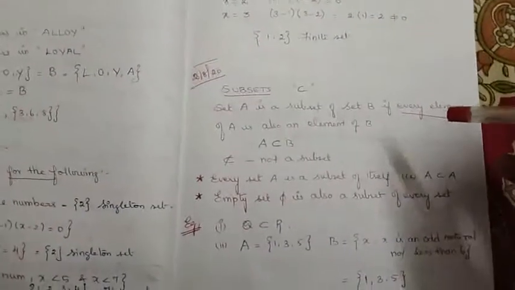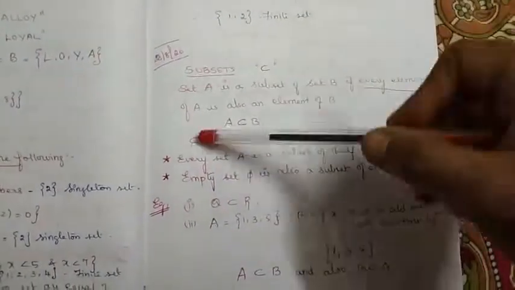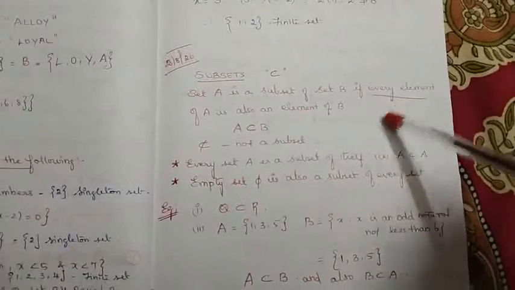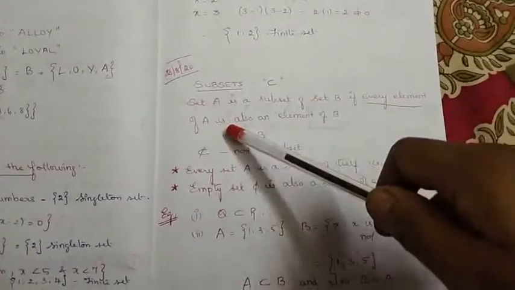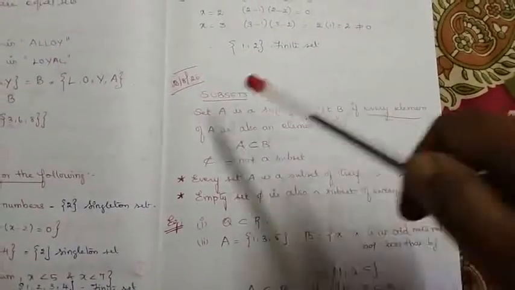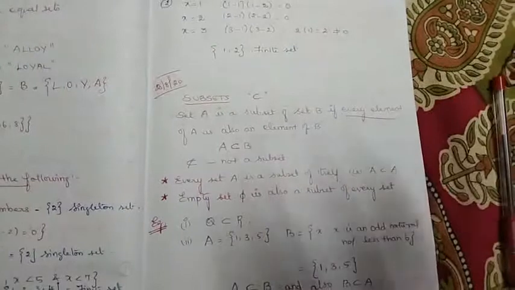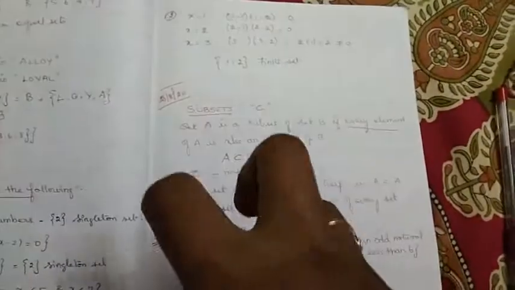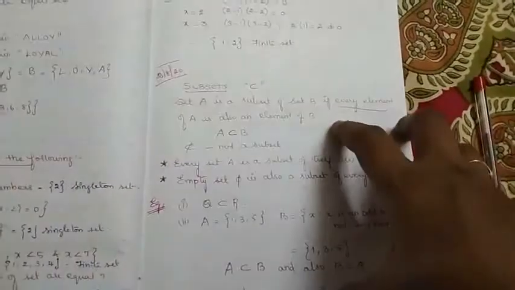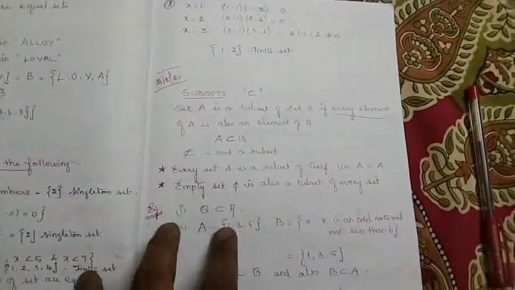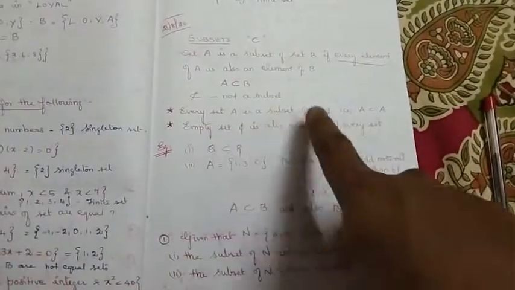Then we have seen another important concept of sets, which is called subsets. We will denote it by this symbol. A set A is a subset of another set B if every element of A is also an element of B. For example, if we have a bigger set and we pick up some elements from that set, those picked up elements are called a subset of that original set. That original set is called the superset, and the elements picked from that set are called a subset. And not a subset we will denote like this.